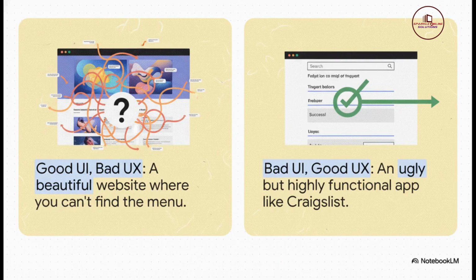But what about when things fall apart? Oh, we've all been there. You land on a stunningly beautiful website, but you can't for the life of you find the Contact Us page. That's great UI, but terrible UX. On the flip side, think about a site like Craigslist. The UI is, let's be honest, it's not winning any beauty contests. But the UX, it's so simple and functional that it works perfectly, and people have been using it for decades. That's a case of good UX saving the day.